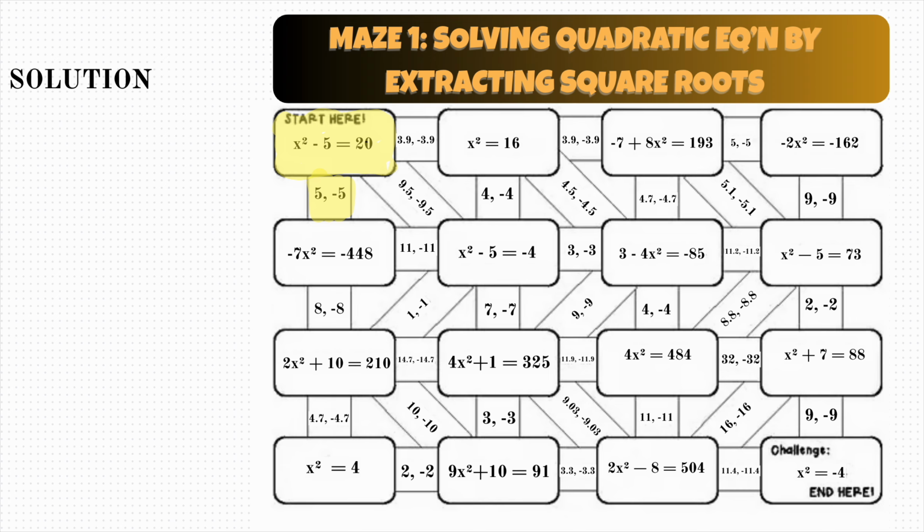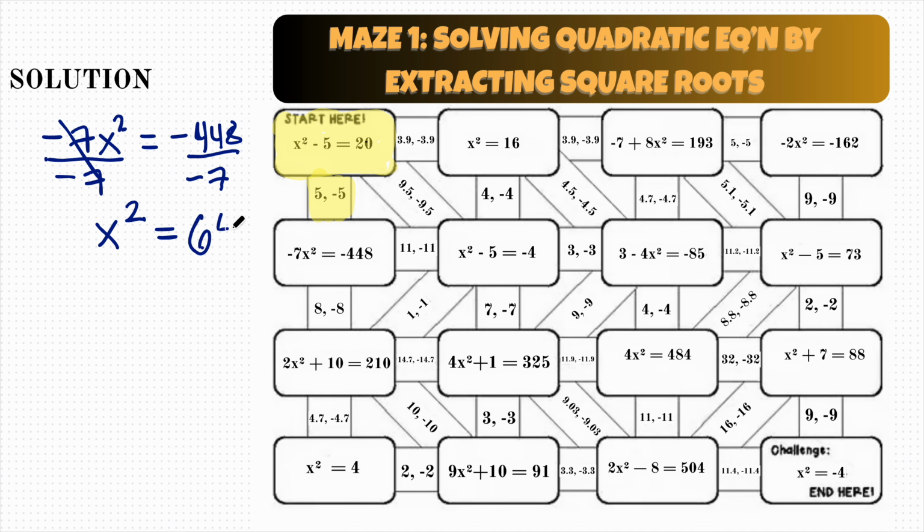Now, for the next question, we have negative 7x squared equals negative 448. So that's the next question. We have to eliminate first the negative 7 to isolate the x squared. So for us to do that, we will divide both sides by negative 7. When we divide both sides by negative 7, the remaining on the left side of our equation is x squared equals negative 448 divided by negative 7. It has to be a positive answer, and the answer would be 64.